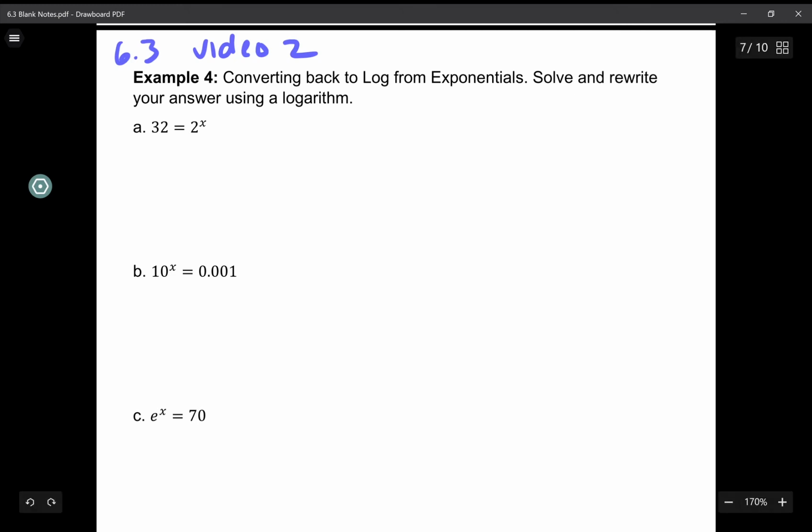All right, this is 6.3, video 2. We're going to be converting back to logarithms from exponentials.